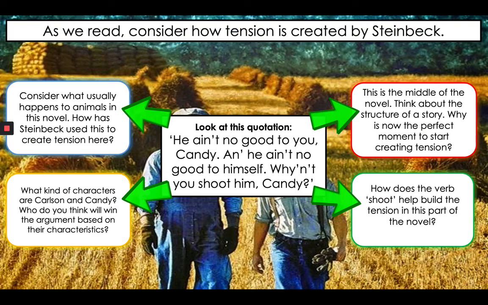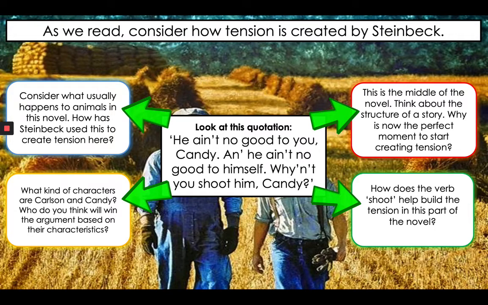Right, the other quotation that we're going to look at also comes from chapter 3, and this is about Candy's dog. "So he ain't no good to you, Candy, and he ain't no good to himself. Why don't you shoot him, Candy?" So if you remember, this is the men in the bunkhouse, particularly Carlson, who comes in and is in a bad mood, has had enough of Candy's old smelly dog, and they want him to shoot him. Candy's quite reluctant. He's had the dog since he was a puppy.